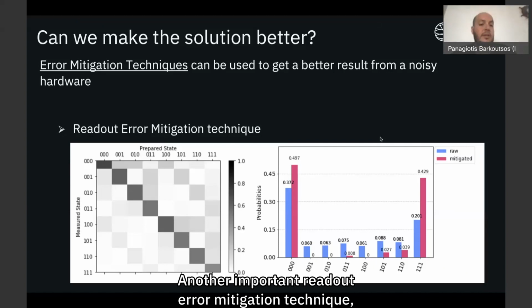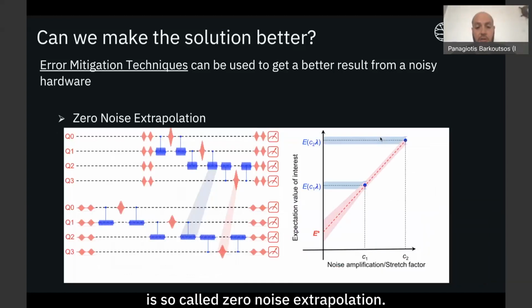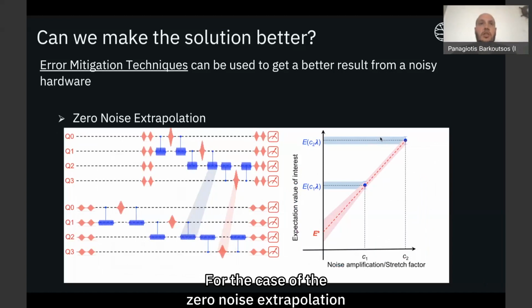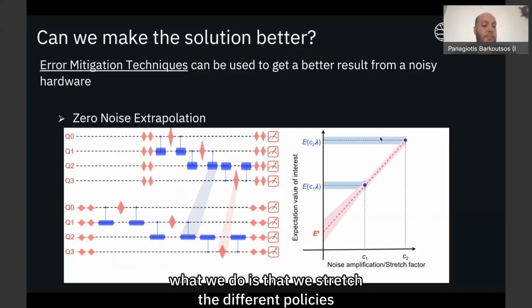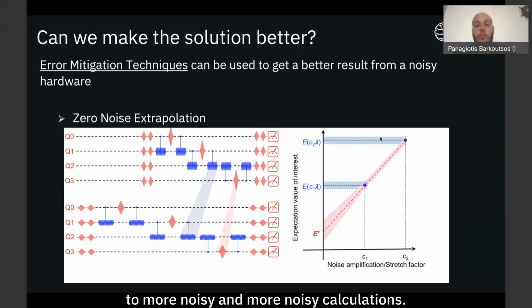Another important error mitigation technique, which is actually the one that was used for the result that I showed you just before, is the so-called zero noise extrapolation. In zero noise extrapolation, we stretch the different pulses of the hardware in order to produce more noise. With these stretch factors, we can go to more noisy calculations. And when we have different stretch factors, we can extrapolate back to the case where there would be no noise.